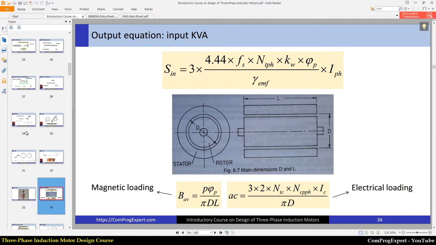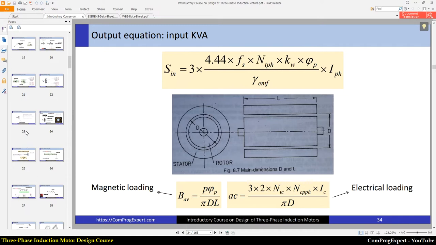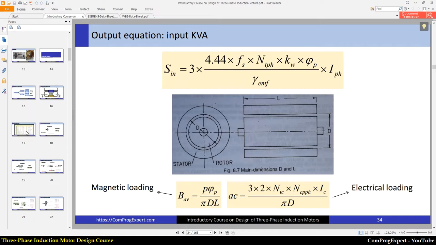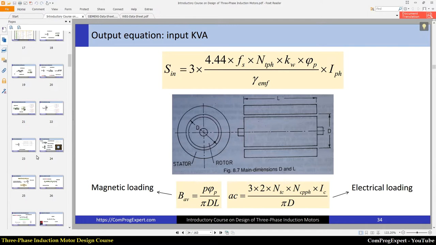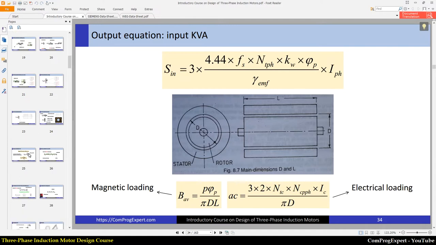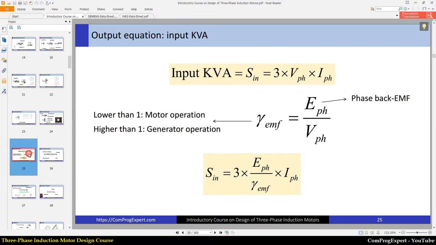For all electric machines, the first step is derivation of the output equation. So we will derive the output equation for radial flux induction machines, right? The output equation for, for example, switched reluctance motor, brushless DC motor, or axial flux motors are different.